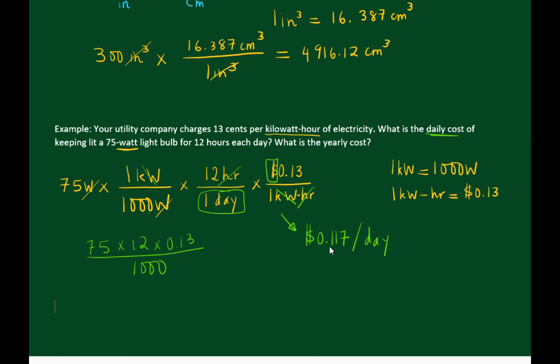We're paying about $0.117. Now you need to multiply it by 365. If you multiply that by 365, that's going to give you the yearly cost. So it's going to be $42.70 per year. That's what we got for this problem.